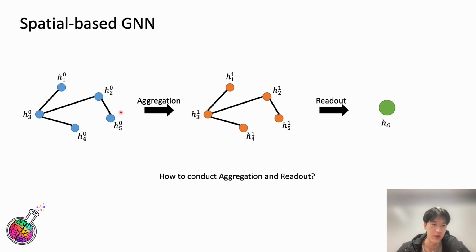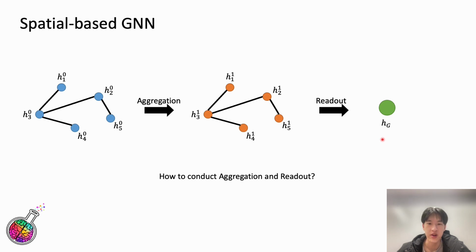So let's say here we have a graph, and it consists of different kinds of node features. H1, H2, H3, H4, H5 mean the node features. And after the aggregation, I will update each node feature by its neighbors. So let's say I will update the feature for H3 by H1 and H2 and H4's information. So after that, we do the readout process to transform the whole graph information into a single feature.